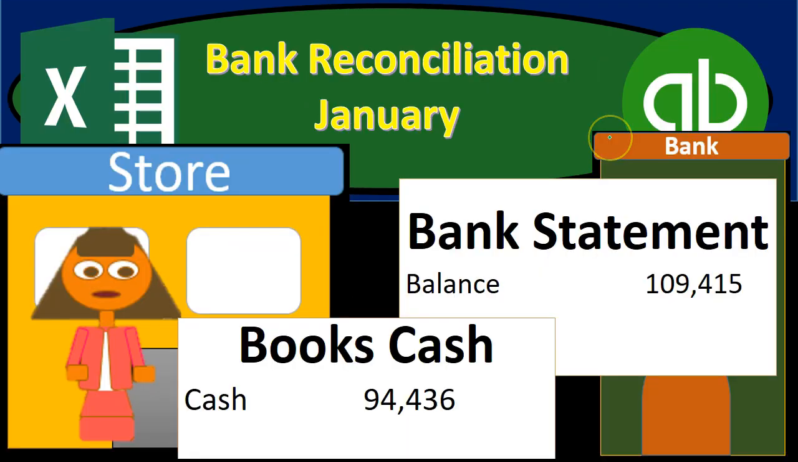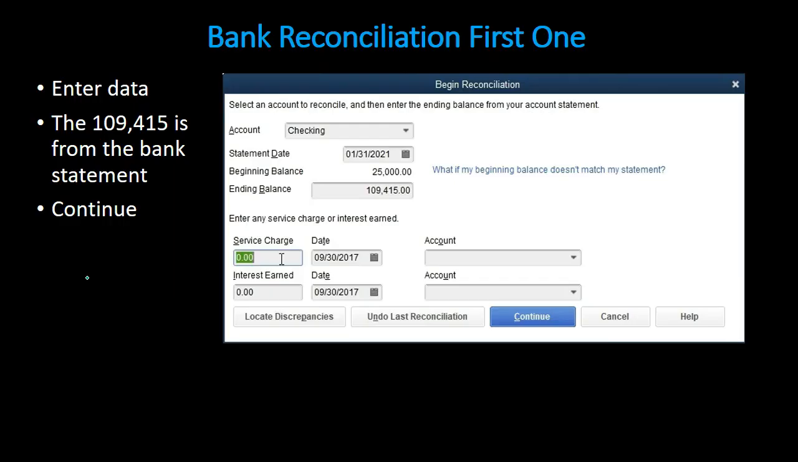We will first take a quick look at QuickBooks and then jump back over to Excel and enter the data there. When considering QuickBooks, we have a feature to allow us to conduct the bank reconciliation. That starts with choosing the account. We're going to choose the checking account, and then we're going to put in the date. We're first going to reconcile the first month.